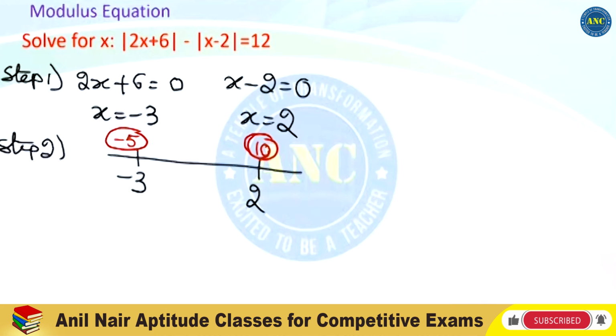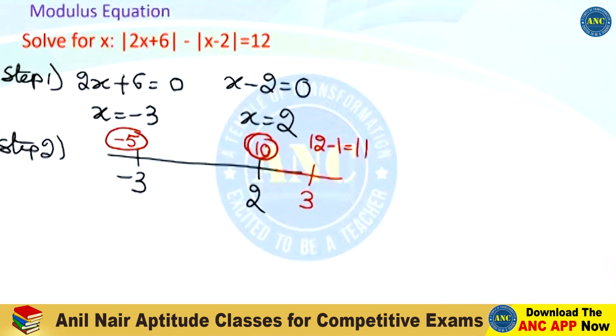Does 12 lie between minus 5 and 10? No. Definitely from minus 3 to 2, the right hand side you will not get it. See the behavior of the graph by taking the next point greater than 2. 3. If I take 3, 6 plus 6, 12. 3 minus 2, 1. So it is nothing but 11.